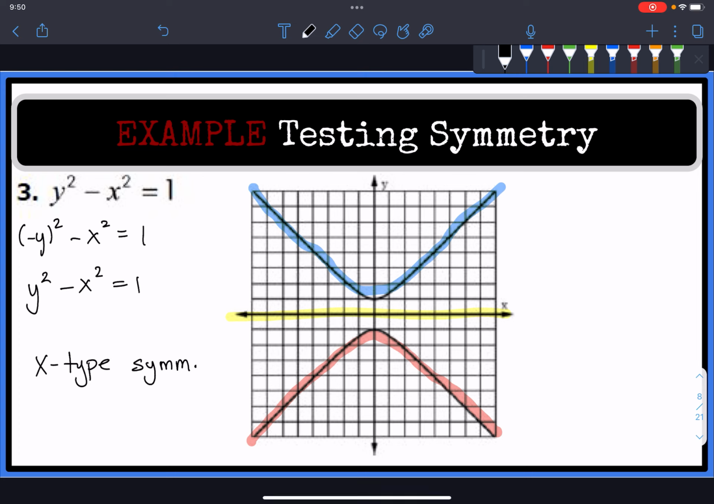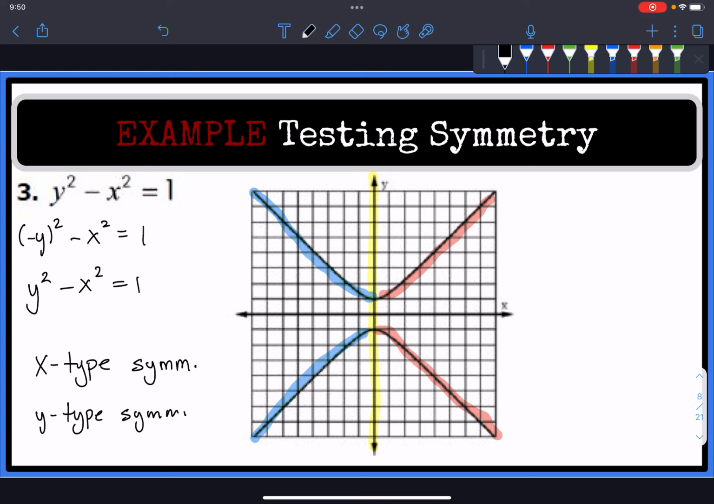Now, it also has a y-type symmetry, as you can see by looking at the graph. Let me erase this. It does have a y-type symmetry, as you can clearly see here. The left part matches perfectly with the right part. So we can also fold it along this yellow line. The left and the right will overlap, would match up perfectly.